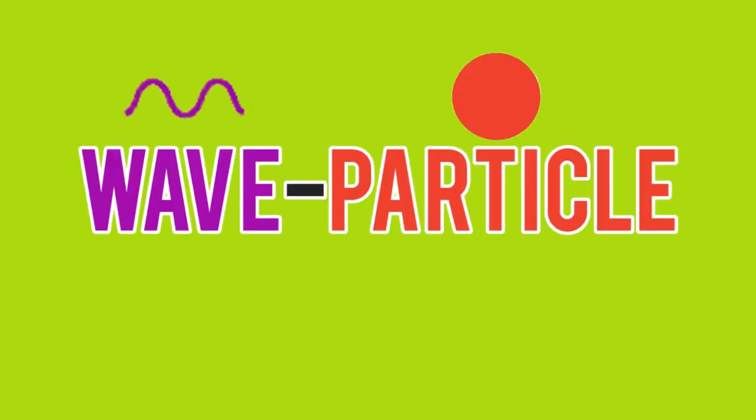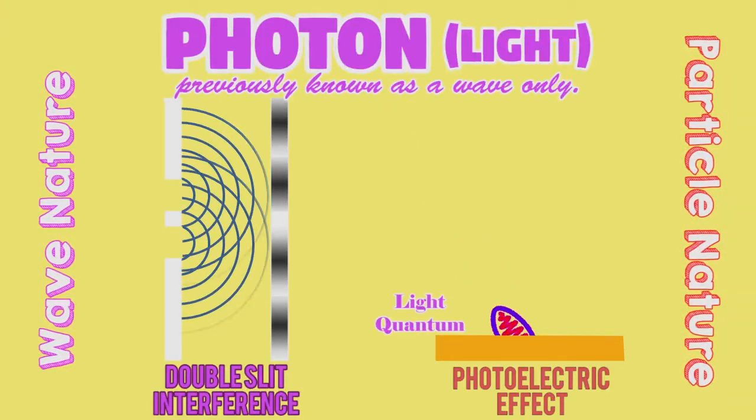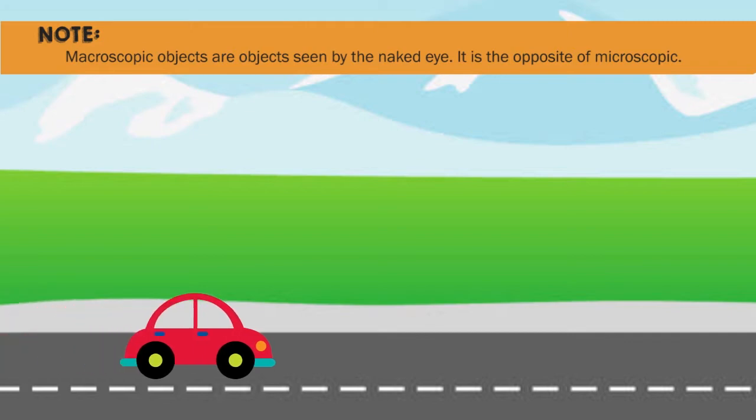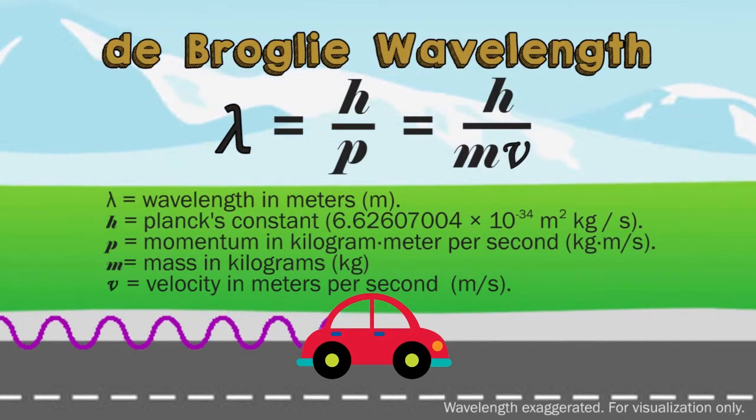Another concept is the wave-particle duality. Everything acts like a particle and a wave. This was first observed in light and was later observed in electrons. Macroscopic objects have wavelengths too. It is calculated by the de Broglie wavelength formula.